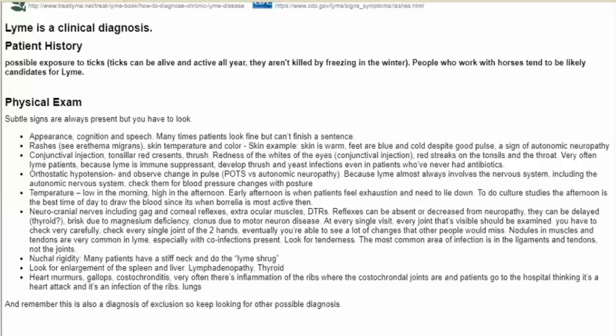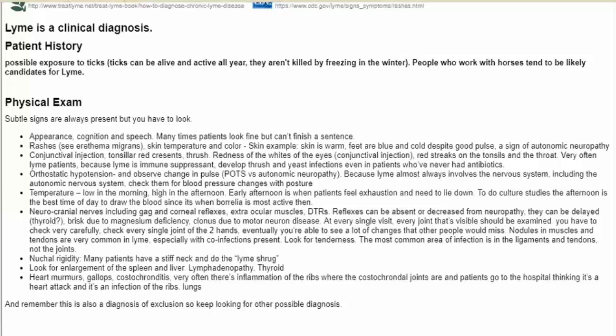Then also changes in the pulse, because Lyme almost always involves the nervous system, including the autonomic nervous system. You check for blood pressure changes with posture. Then you check for temperature. The temperature tends to be low in the morning, high in the afternoon. Early afternoon, folks feel exhausted and need to lie down. The best time to do a culture study is in the afternoon, and it's also the best time of day to draw the blood.